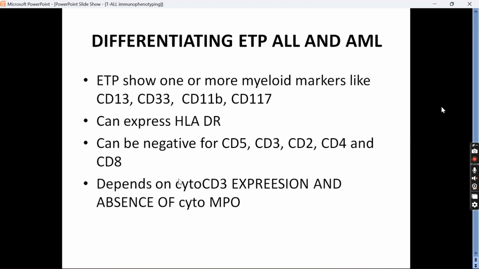Okay, it is negative for T cell markers, even negative for the lineage specific T cell marker, which is cyto CD3. Then the most likely diagnosis is AML itself. I'll be discussing that next week. So just like that, just to wake you up, I said that. Okay, don't get confused. There is everything.